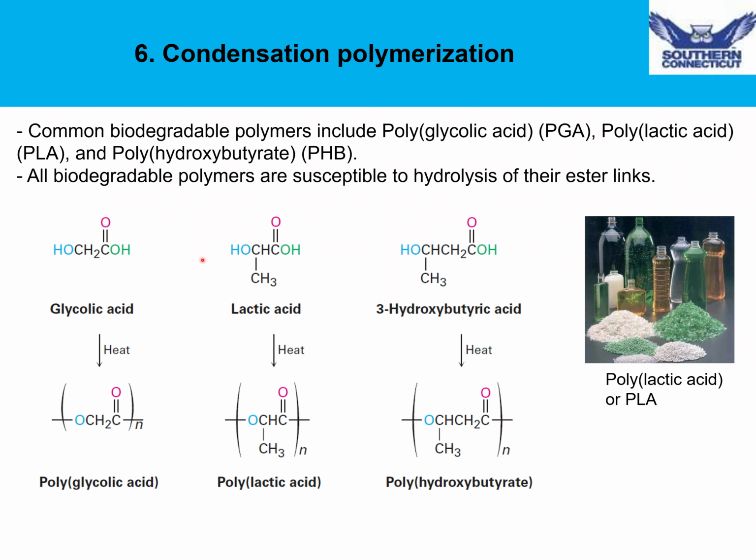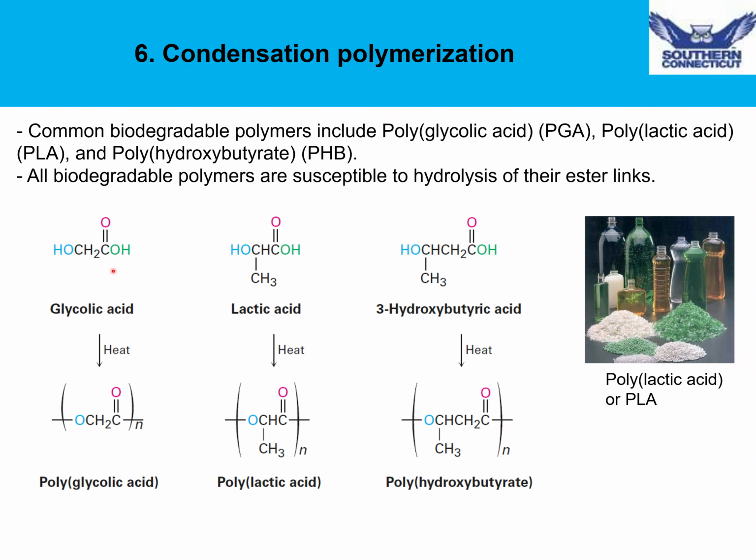Condensation polymerization reactions can also be used to make biodegradable polymers, and there are 3 examples shown on this slide. Biodegradable polymers typically will contain an ester bond, which, of course, is susceptible to hydrolysis over time. There are 3 examples shown here.